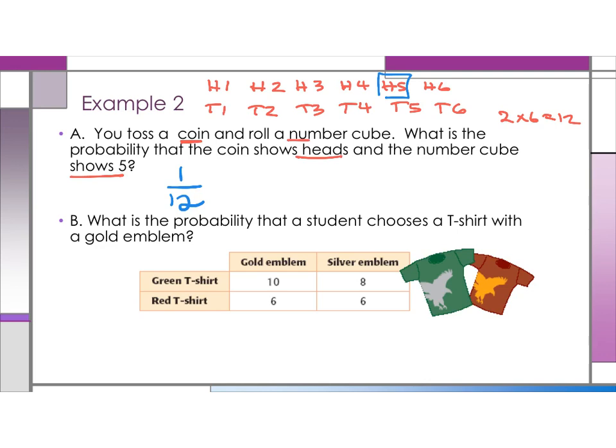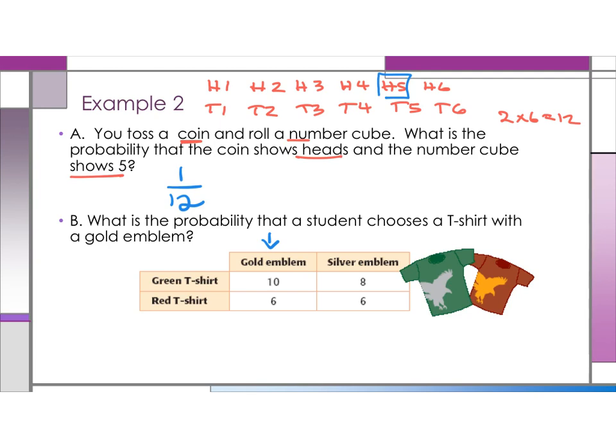The next one is they've given us some information in a chart. And it says, what is the probability that a student chooses a t-shirt with a gold emblem? So here is the gold emblem. And what we're going to do is we need to first figure out how many total we have. So if you go ahead and add, you can either add across or up and down. So I'm going to just go ahead and add up and down.